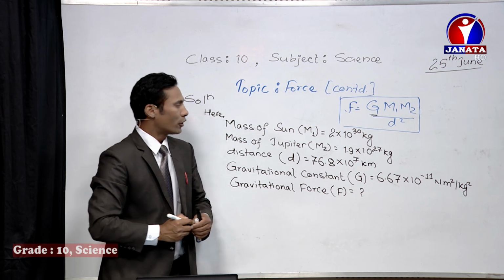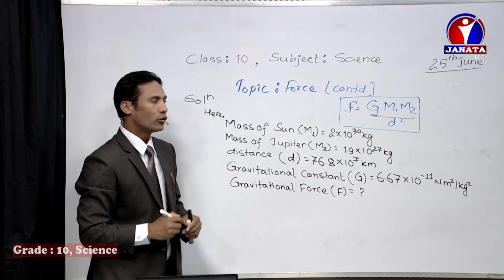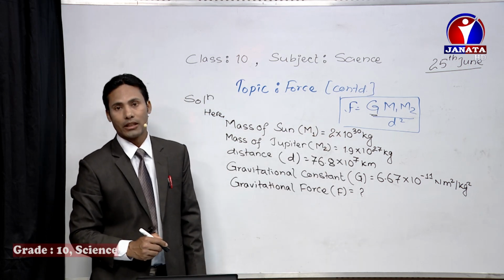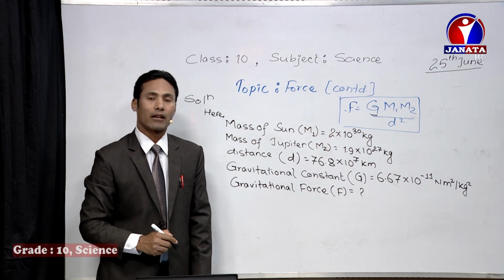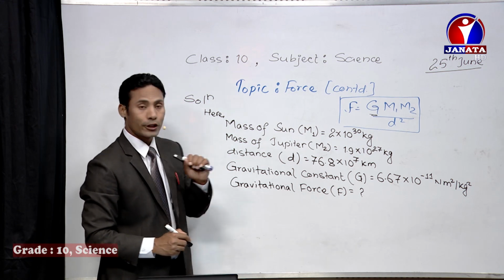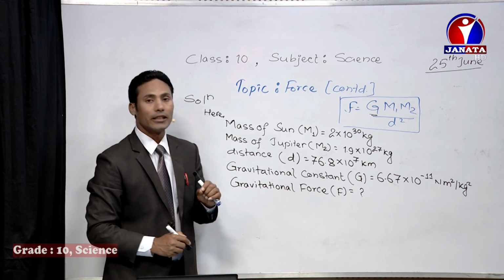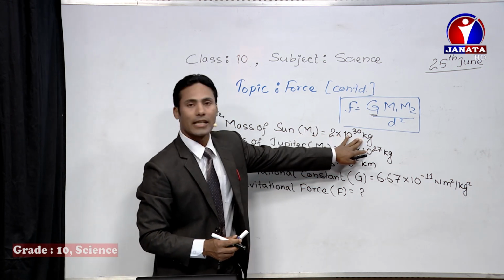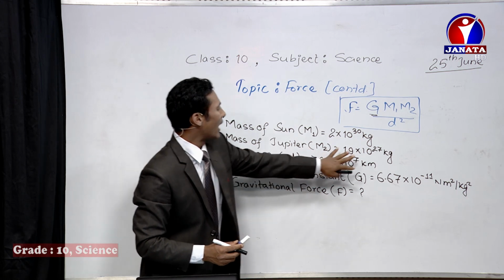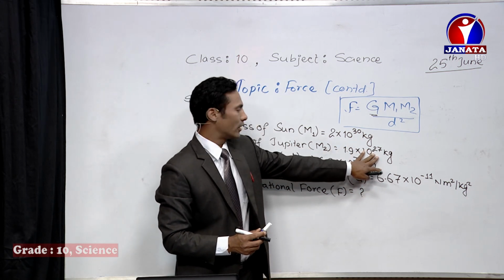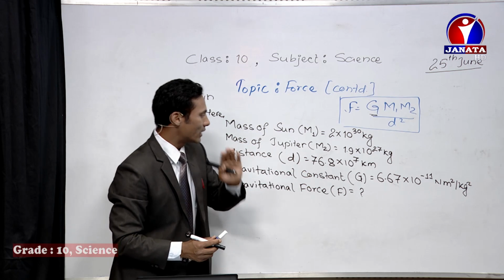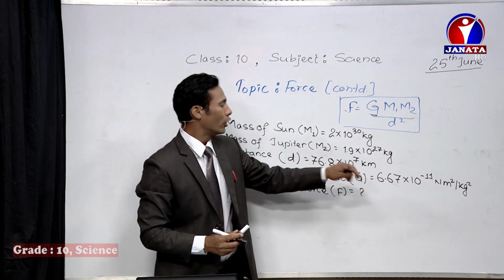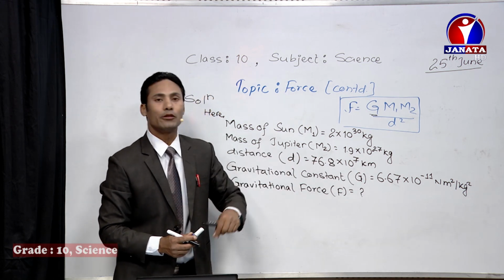Before solving this, we need to remember that all the units should be in the SI system of units before calculation. Otherwise, the calculation will be wrong. That's why let's check whether all the units are given in the SI system or not. Mass is given here in kg, which is SI, okay. Another mass is also given in kg, that is also okay. But distance is given in kilometer, which is not an SI unit.